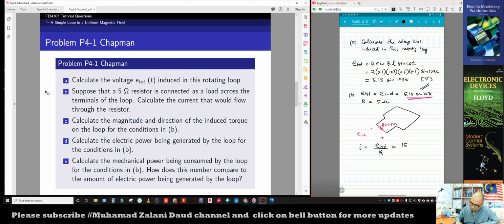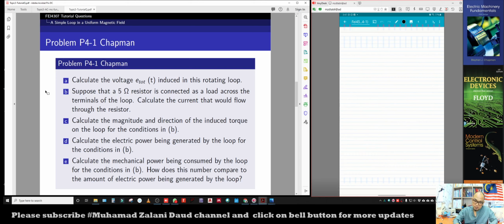So E in is 5.15 sine 103 t divided by R, which is 0.5. Okay, sorry, R is 5. So we get the current, which is 1.03 sine 103 t. This is the current in amperes. So for B, we get the value of the current already.